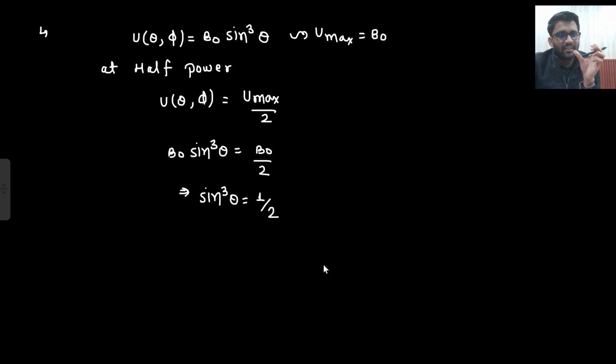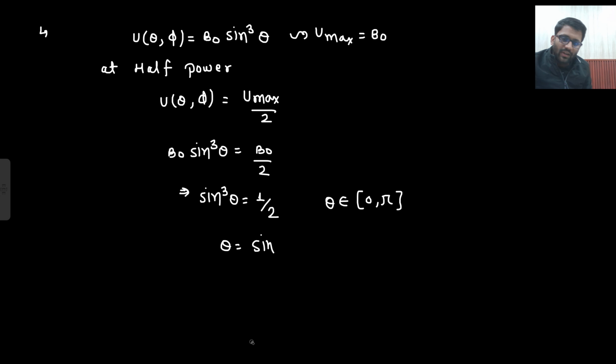Radiation intensity is given, which is associated with power only. That means I need to find the point where there is half power. So what is the point where there is half power? What is the limit of theta? You know that the limit of theta is from 0 to pi. So from here, what is the value of theta you are getting?